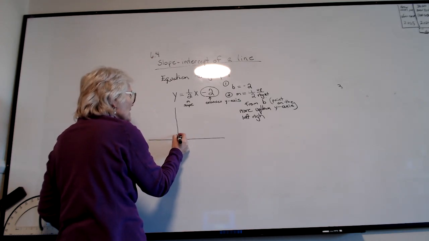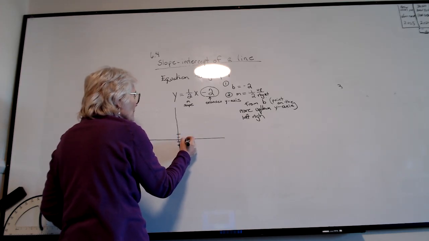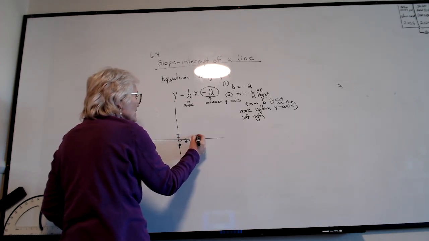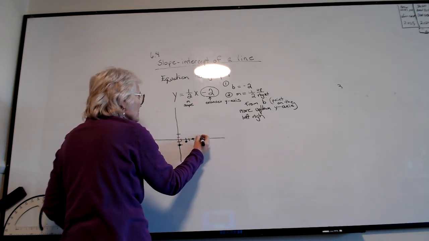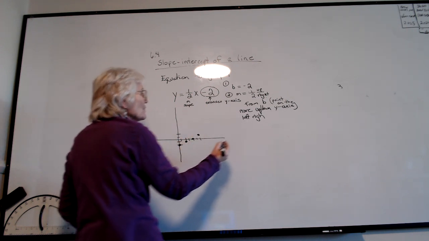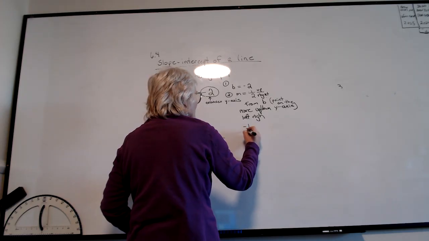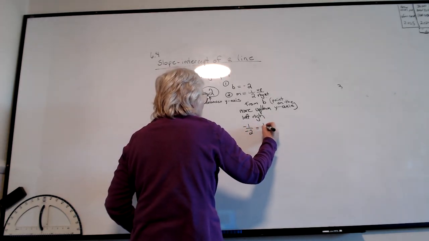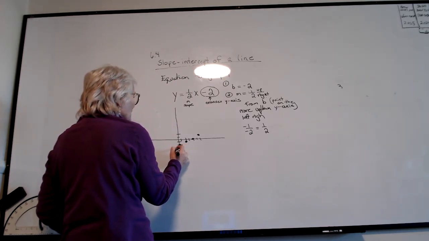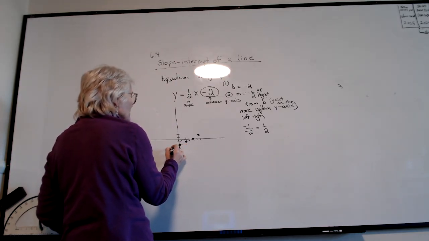I could continue to do that. I go up 1 and across 2. There's my next point. I could go again, up 1, across 2. That would give me my next point. If I wanted to go the other way, -1 over -2 is equal to 1 over 2. So I could go down 1 and back 2.